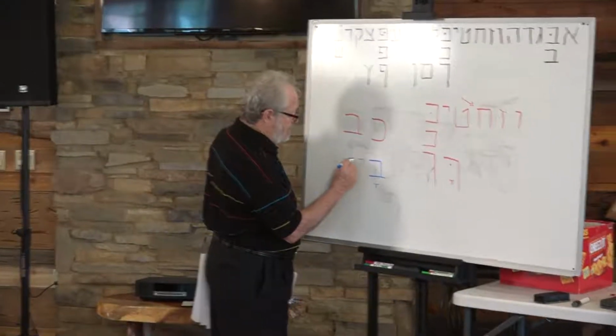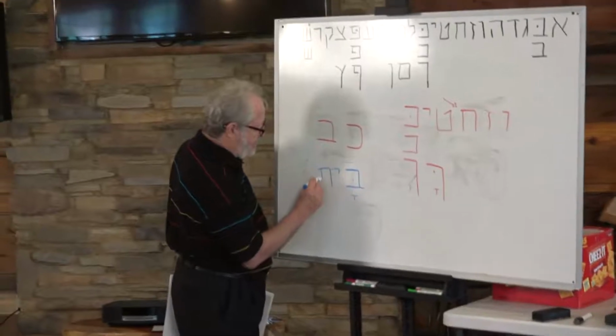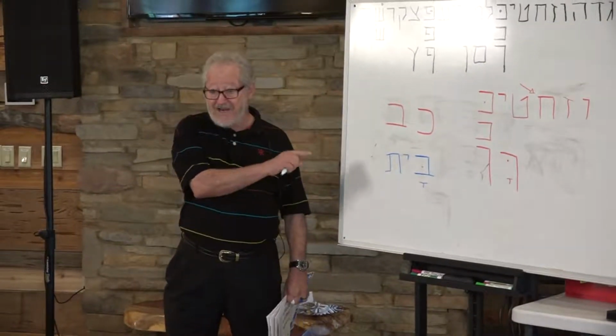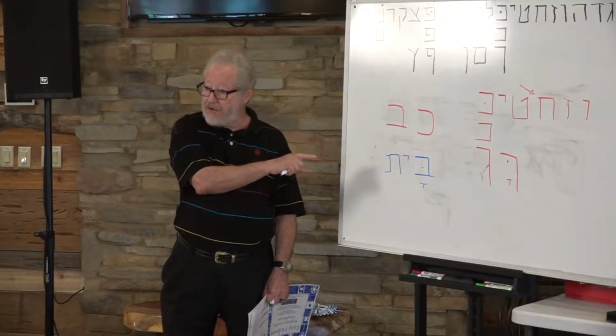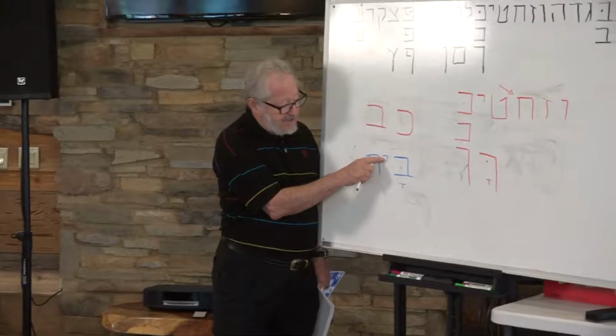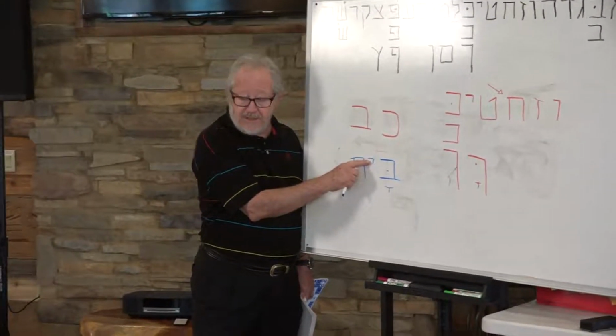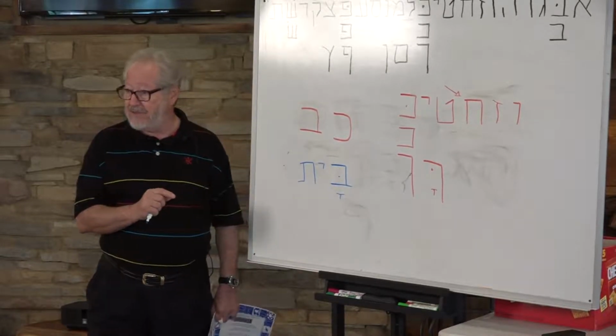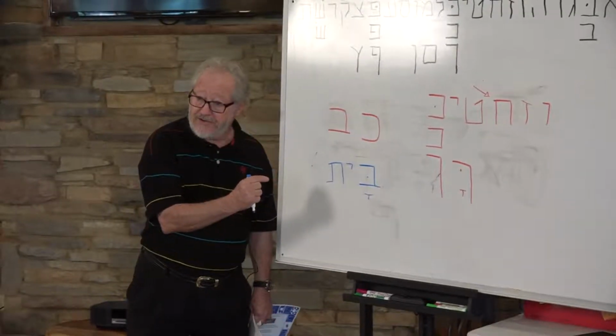Yit. Can somebody tell me what's missing here if I'm going to write bayit? Because you cannot read this word as it is. Anybody know why? Because if the yud is silent, then this word would be bat. But there is a yud there.